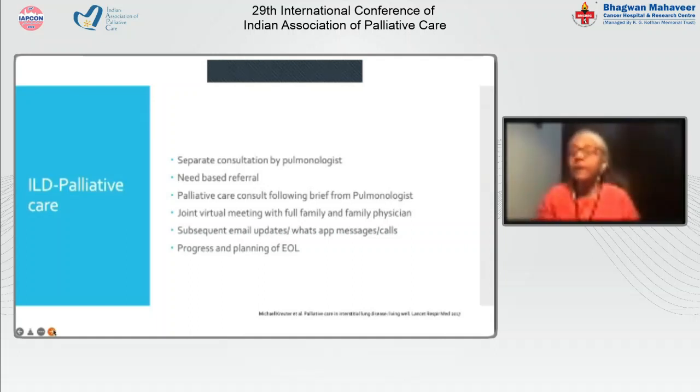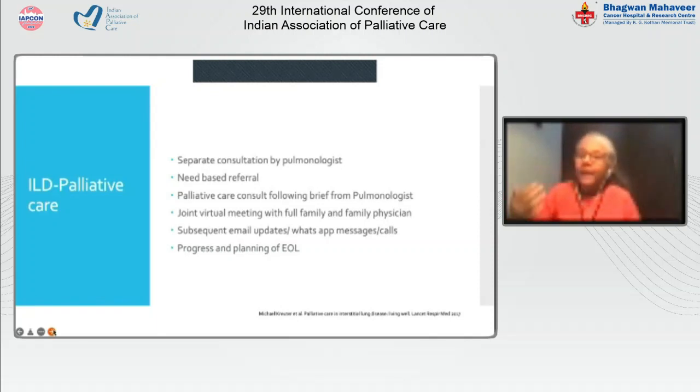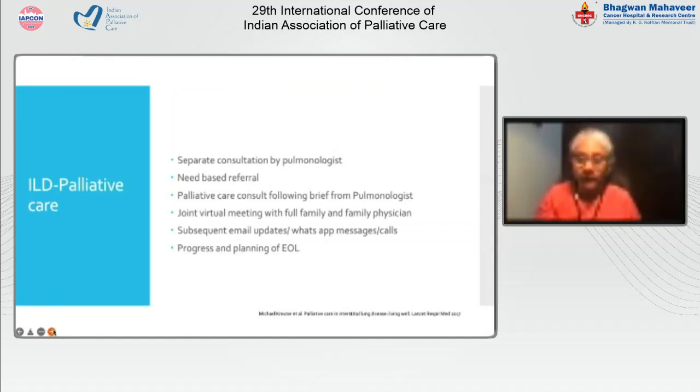Then I keep in touch with the patient's family, depending on what their convenience is, either between phone calls or WhatsApp messages or emails. And then slowly, as the rapport is built, we address the distressing symptoms, educate the family, give time for the caregivers to prepare, and also teach the family physician how to deal with planning of end of life and how to deal with any emergencies.